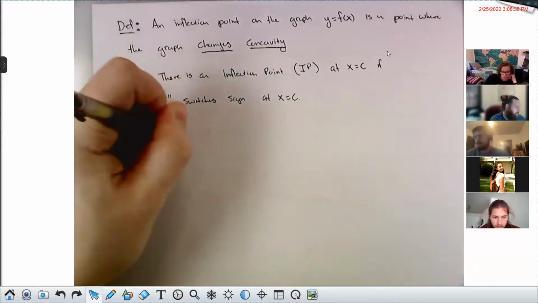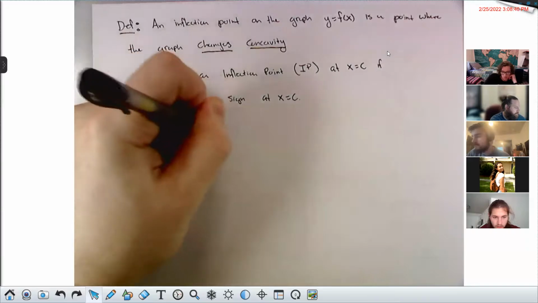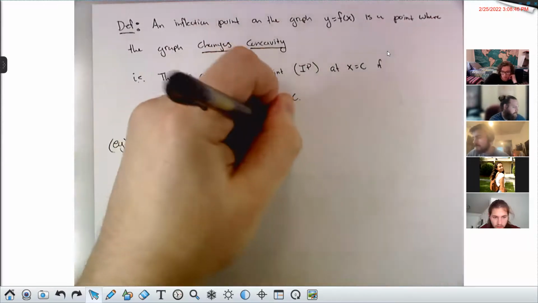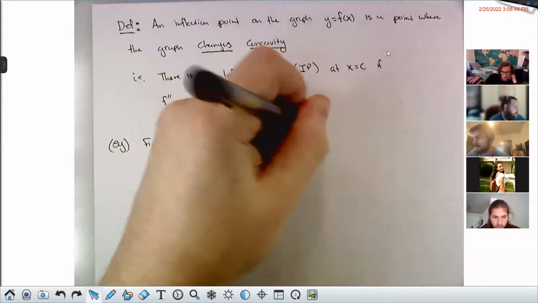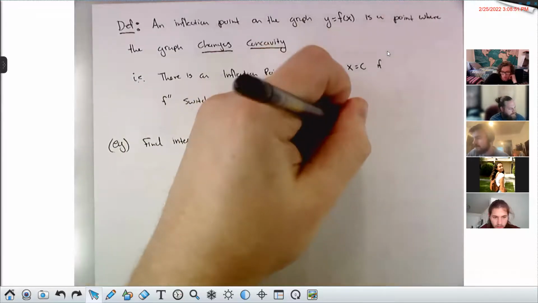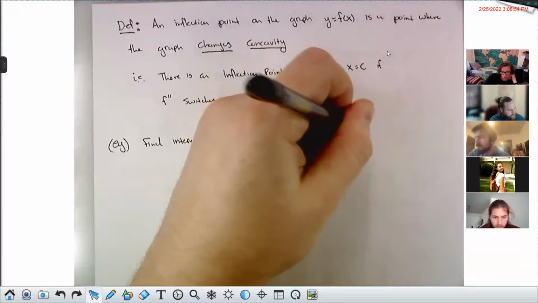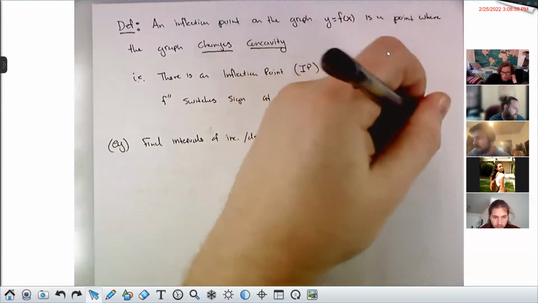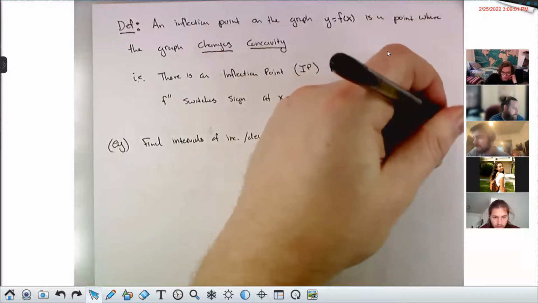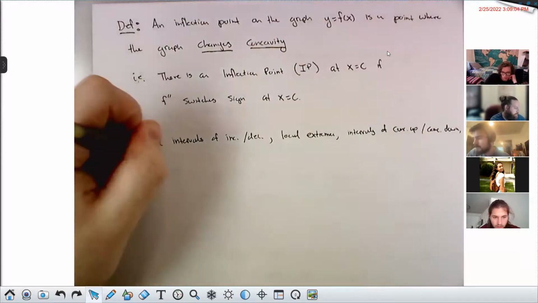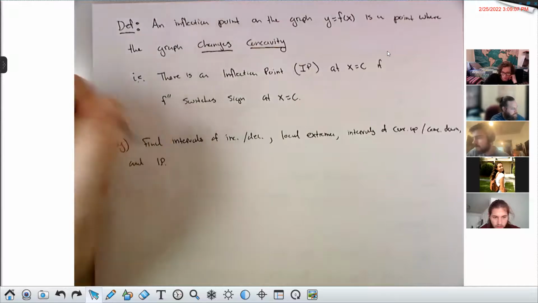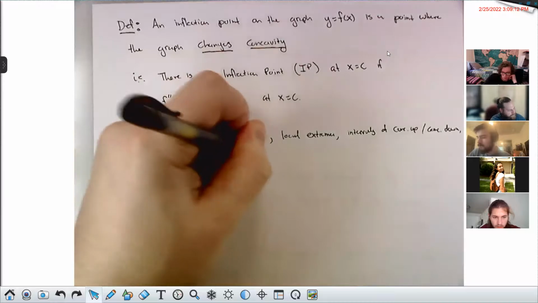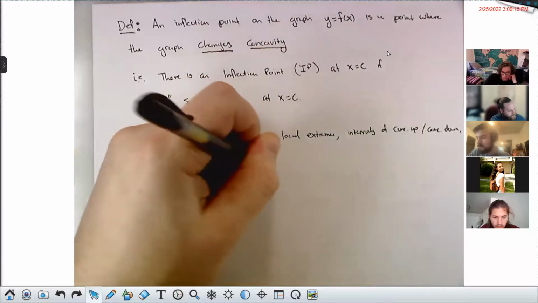Find intervals of increase and decrease, local extrema, intervals of concave up and concave down, and inflection points. You see why we want to have abbreviations for these things. For the function f of x equals x over x squared plus 1.